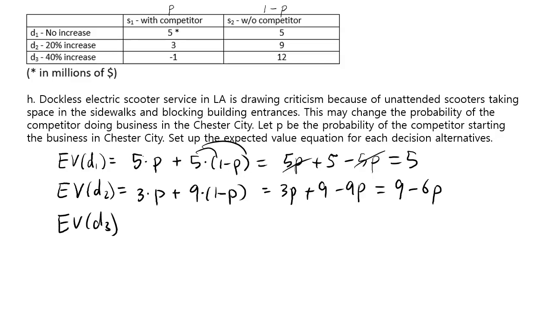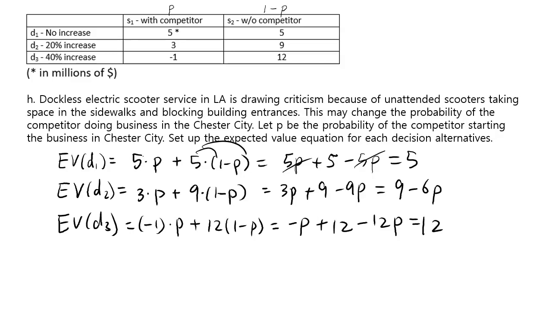EV D3 has negative 1 as a possible outcome with probability P, plus 12 as the other possible outcome with probability 1 minus P. Multiply them. Negative 1 times P is negative P, plus 12 times 1 is 12, and 12 times negative P is negative 12P. Negative P and negative 12P are like terms, and that's negative 13P. So it's 12 minus 13P.